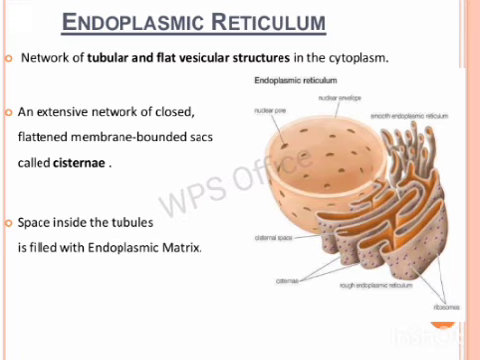Endoplasmic reticulum. It is a network of tubular and flat vesicular structures of the cytoplasm. An extensive network of closed, flattened, membrane-bounded sacs called cisternae. Space inside the tubules.